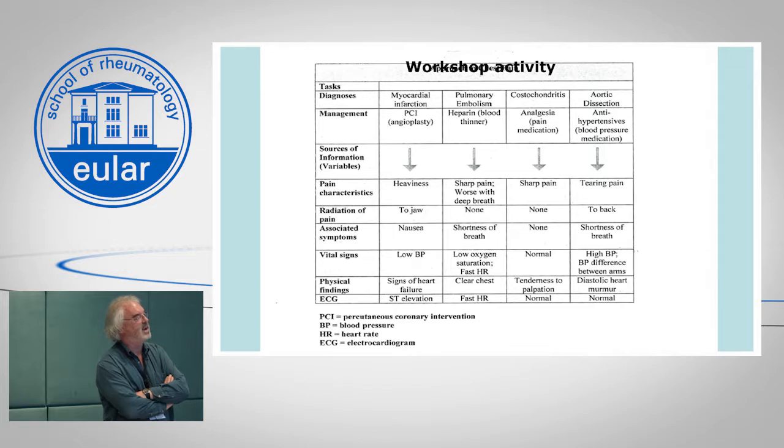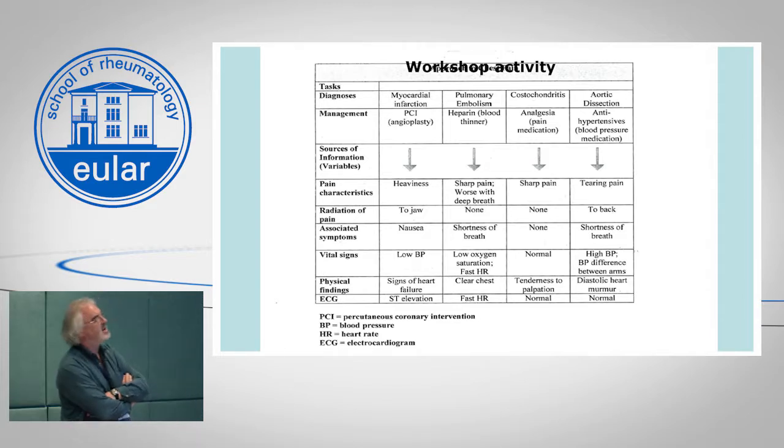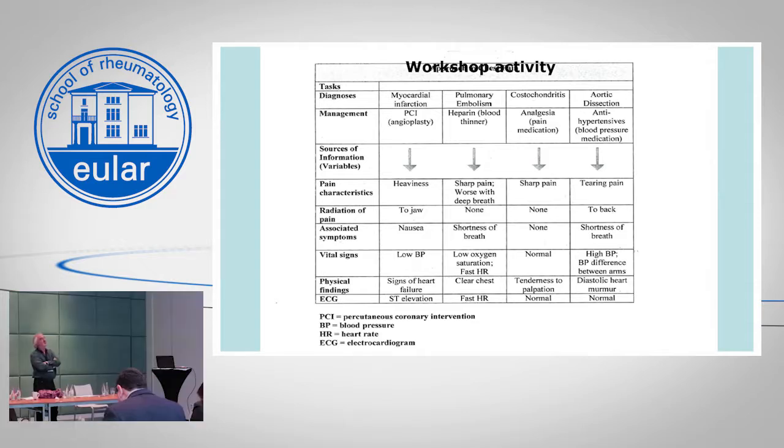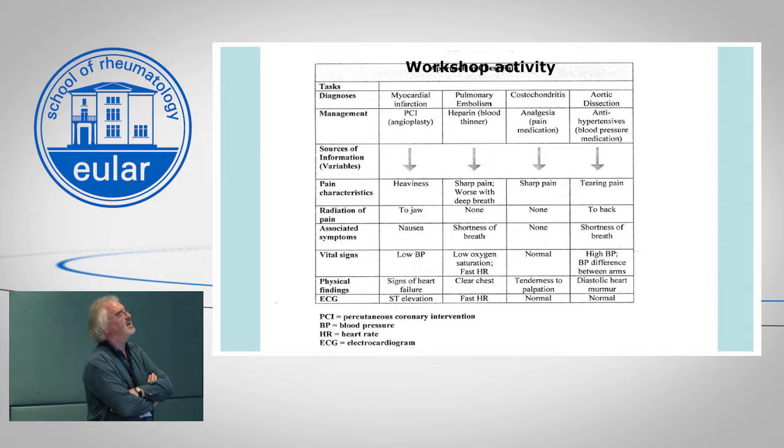And then I'm going to get you to write your own questions based on this framework. And then if you really go for it, you can write some extended matching questions as well. So let's just have a look at this. Here you're given 4 potential diagnoses of chest pain: myocardial infarction, pulmonary embolism, costochondritis, and aortic dissection. And then underneath it, you've got, say, 4 management situations for that particular condition.